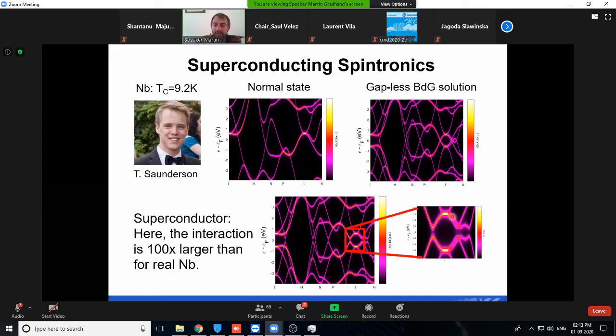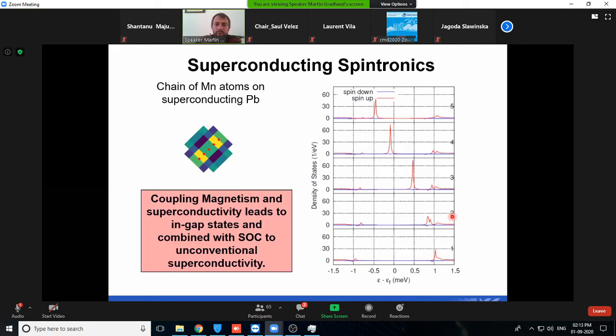And then just to showcase what we can do, this is now a surface of lead where we place changing lengths of a chain of manganese atoms on it. And you can nicely see how this manganese atom creates in-gap states. So this is the density of states out here. This is the gapped region. And as we move through different lengths of the chain, we can move this in-gap state through the gap. And this is precisely where conventional superconductivity, magnetism, and spintronics is going to meet.